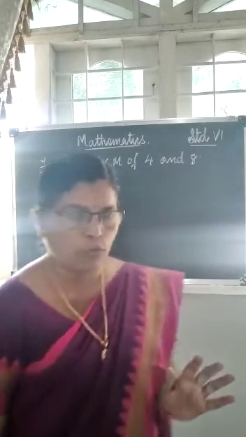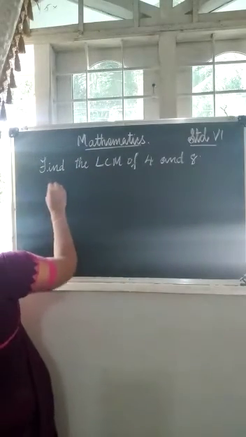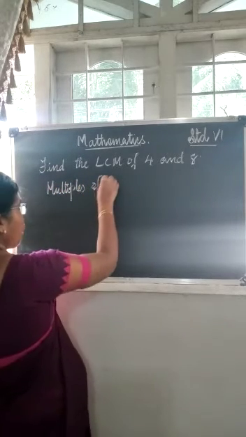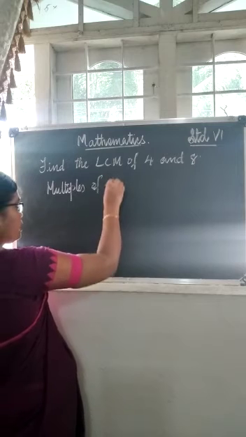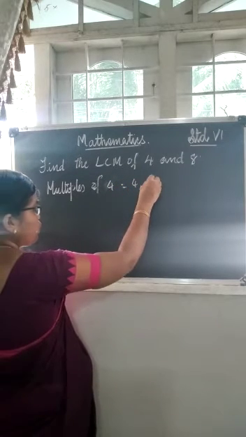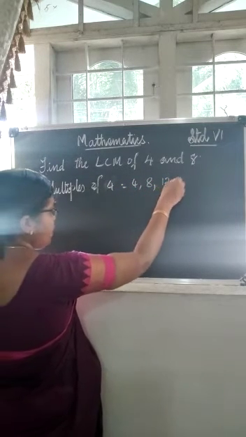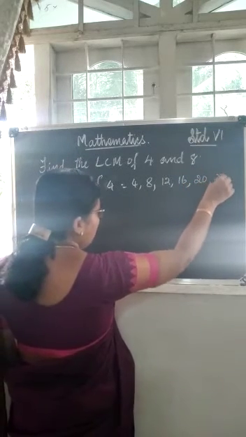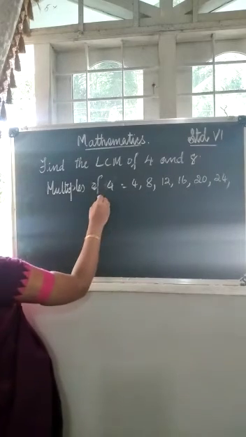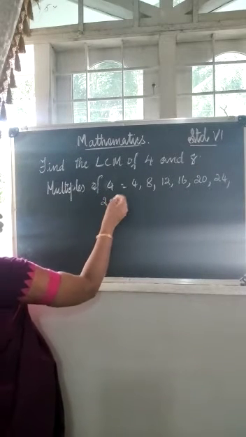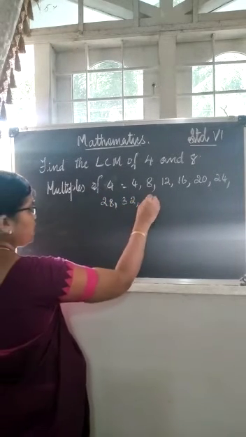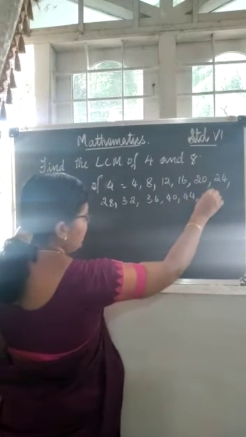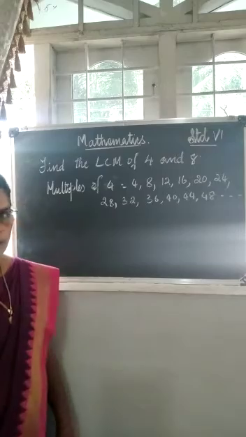Let us write the multiples of 4. Multiples of 4 is equal to 4 ones are 4, 4 twos are 8, 4 threes are 12, 4 fours are 16, 4 fives are 20, 4 sixes are 24, 4 sevens are 28, 4 eights are 32, then 36, 40, 44, 48, etc. These are the multiples of 4, right?